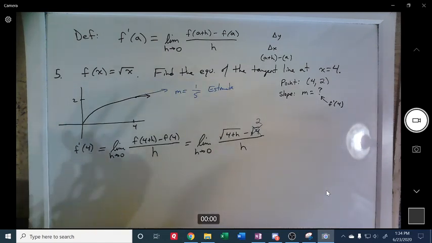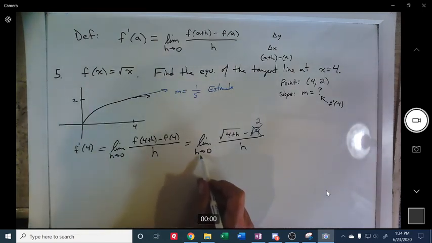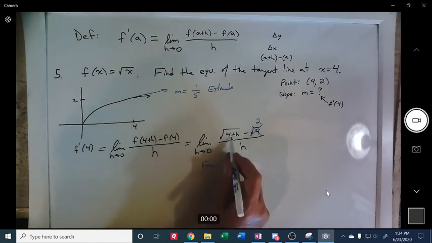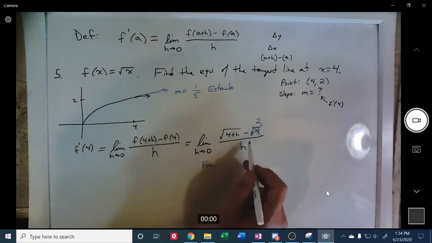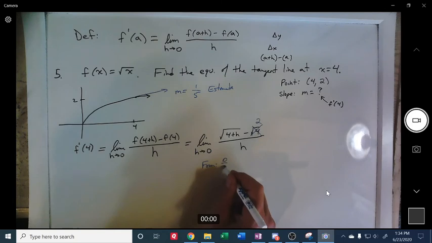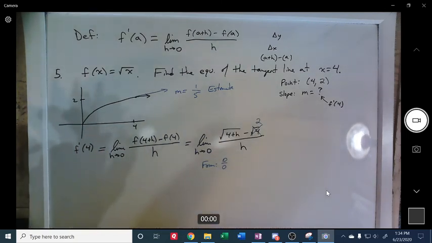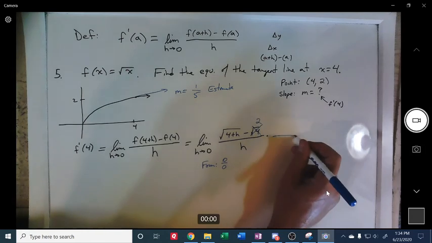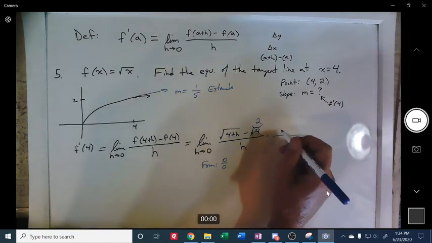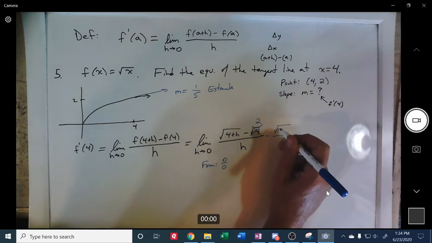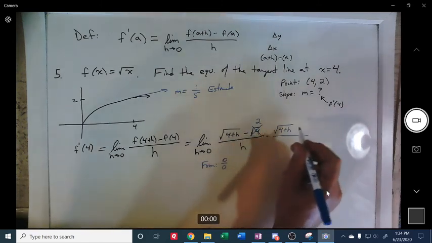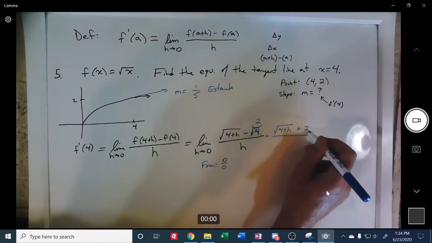All right, now, when I substitute 0 in for the h, I'm going to get 2 minus 2, which is 0 over 0. It's the indeterminate form. So I'm going to have to do some algebraic manipulation. I'm going to multiply top and bottom, the same trick that we've done before. What's the fancy name? Conjugate. Very good. Same two terms, but change the sign.